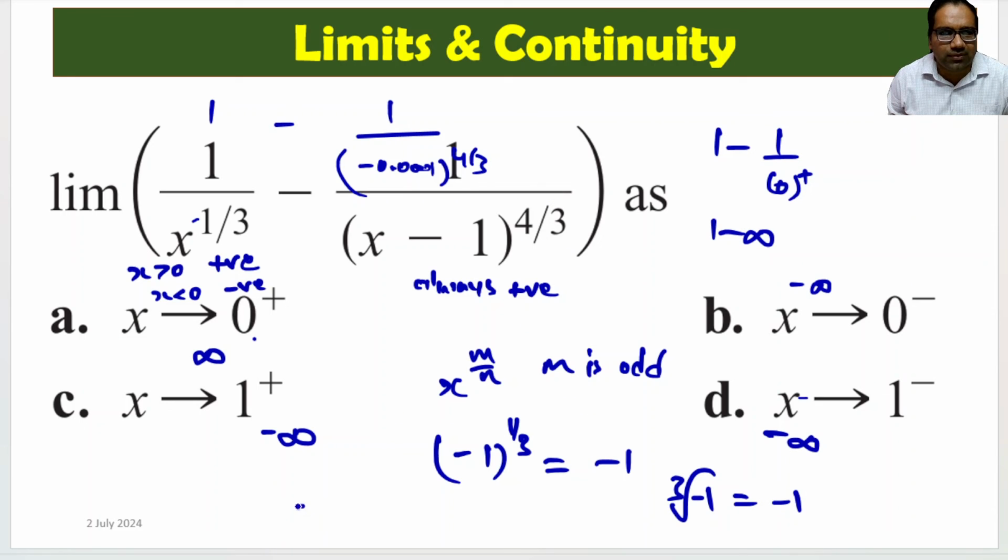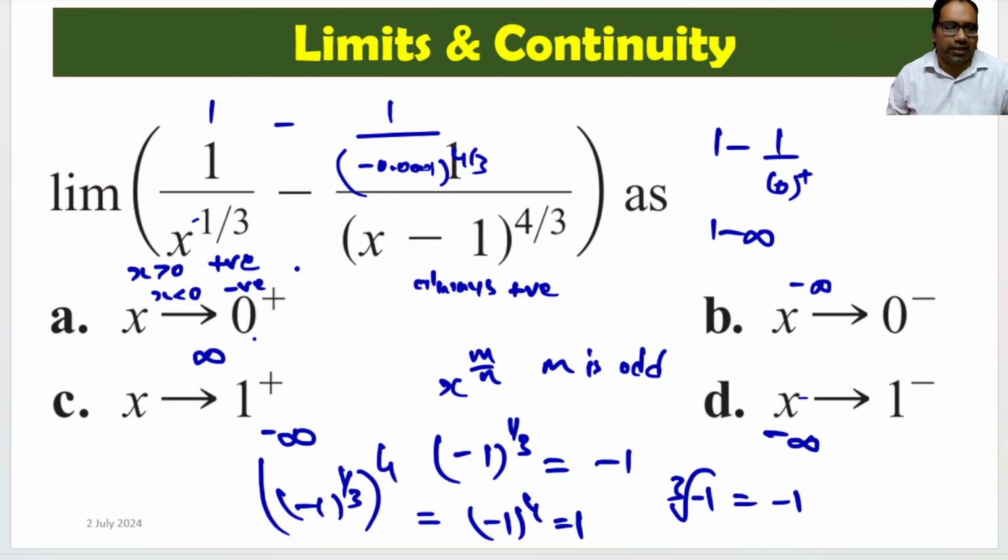Whereas this one, minus 1 power 4 by 3, means (minus 1 power 1 by 3) whole power 4, which is equal to (minus 1) whole power 4, which is equal to 1. So this is always positive, and this depends on the sign of x. Right, guys? Thank you.